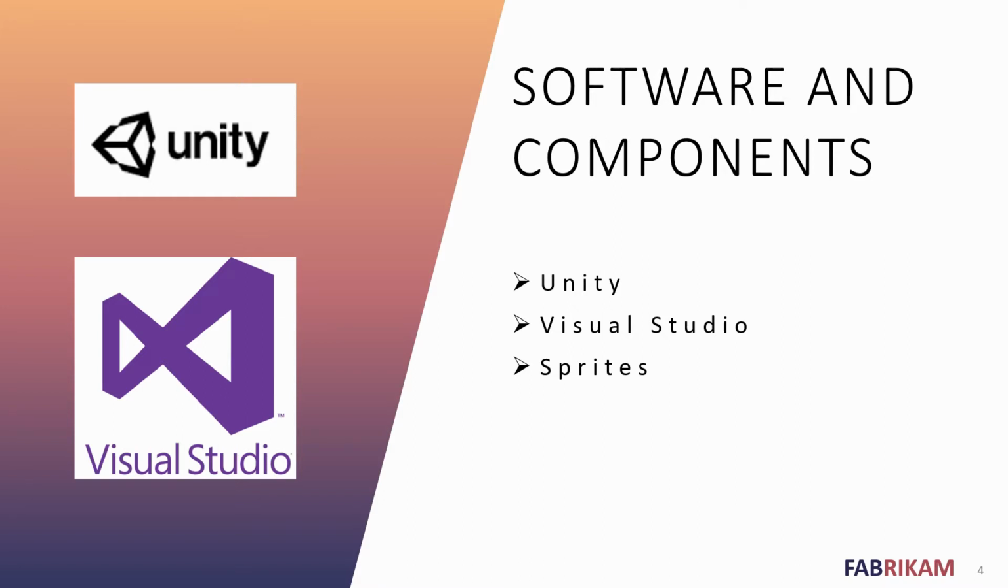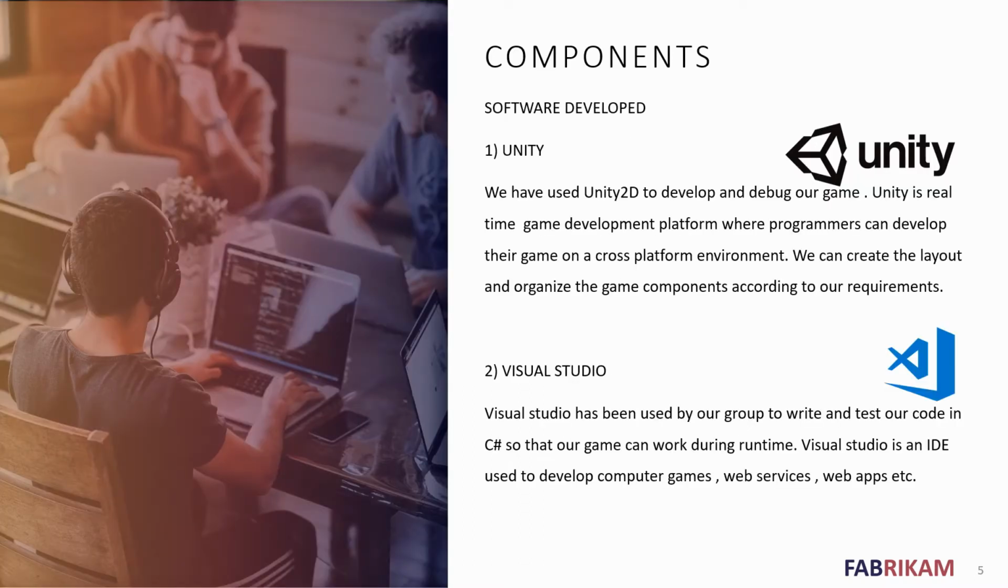So the two main softwares that we used for creating this game are Unity and Visual Studios, which our partner Sai will have more details in the next few slides. The software we have developed to build this game is Unity, and Unity is a real-time game development platform where programmers can develop their game for a cross-platform environment. We can also create the layout and organize the game components according to our requirements.